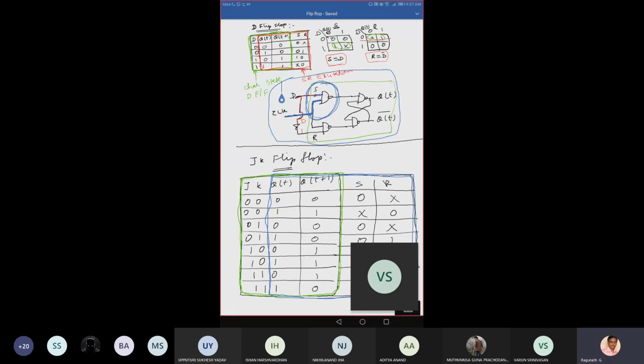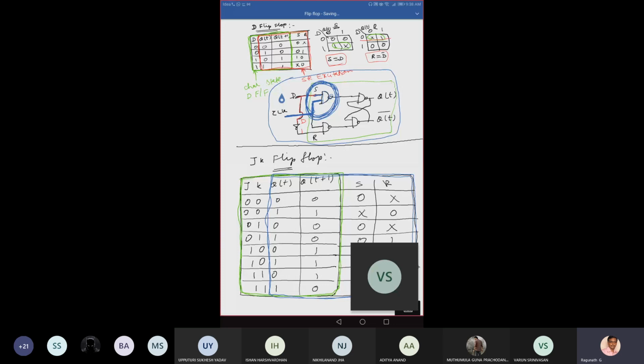Now is it visible? The word file. Yes, sir. Now I'll circle on the NAND gate. I'm marking a circle. So for this NAND gate, one input is S. What is the other input? This one. Is it visible to you? Clock. So one input is S and another input is clock.